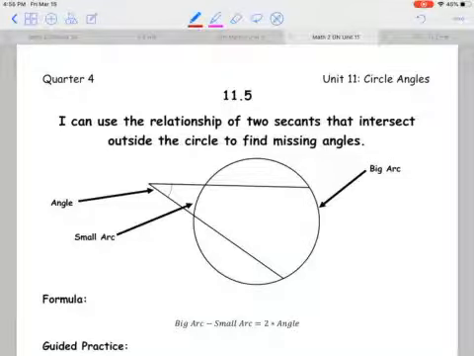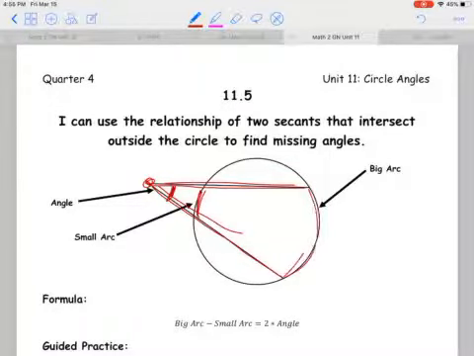Okay, 11.5 is talking about two secants. This one's pretty easy. So a secant, remember, is a chord that goes outside the circle. When they meet outside, you're going to have an angle that they make. And if you notice, between these two lines, there's one arc and two arcs.